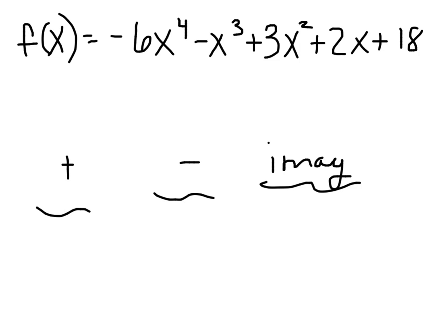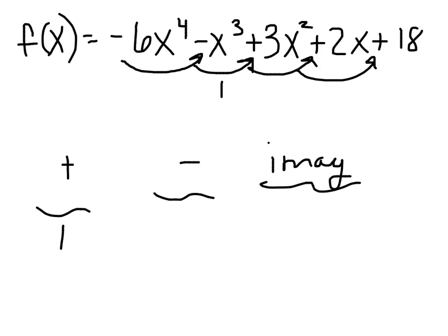Good. Does it change signs? How about now? How about now? So how many sign changes did it go through? 1. That means that I can only have 1 positive solution. Can I subtract 2 away from 1? No. I got to keep it as a 1. I can't change that.